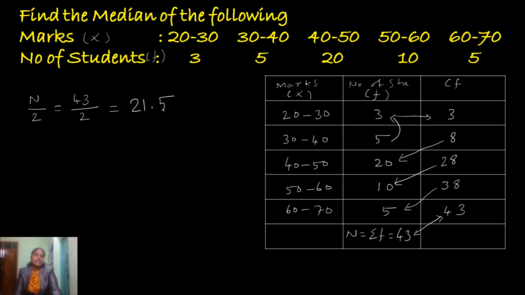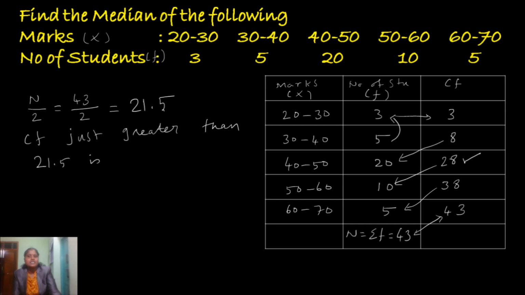Now we have to find the cumulative frequency just greater than or equal to 21.5. The cumulative frequency just greater than 21.5 is 28. That is, 28 is the nearest frequency to 21.5. So this is the median class, that is 40 to 50. Therefore, our median class is 40 to 50.